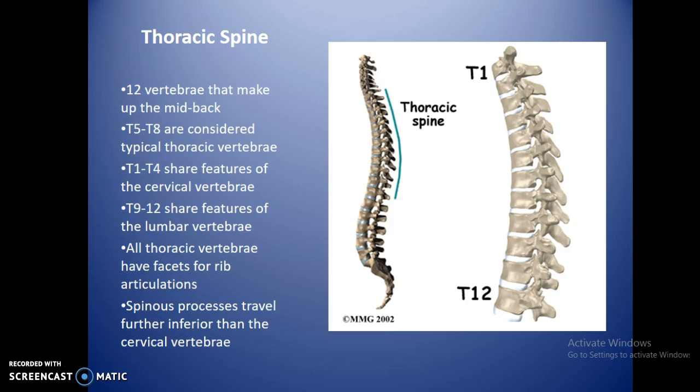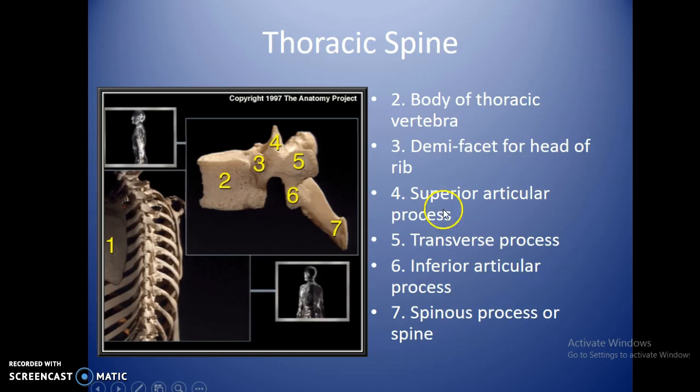Spinous processes travel a little bit more inferior than the cervical vertebrae. So if you look at them, they're going to start to dive down a little bit more before we get into the lumbar vertebrae, where they start to stick out again a little bit. Most of the anatomy is pretty much the same. There are some key differences though.